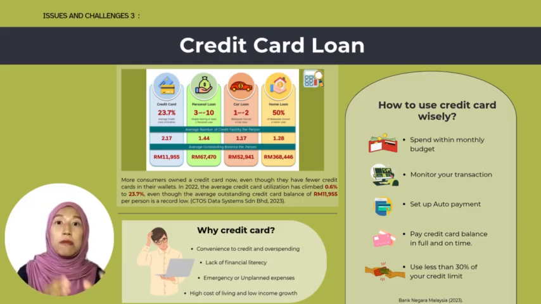On average, a person owns 2.17 credit cards, and the average outstanding balance per person is RM11,955, which is actually the lowest ever recorded. This means that while more people are using credit cards, they may be becoming more disciplined and repaying what they owe. However, this increasing usage still raises concerns about long-term financial health, especially if not managed carefully.